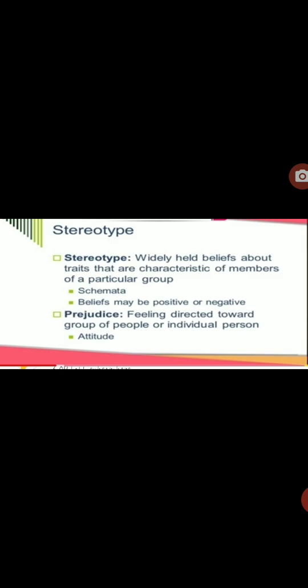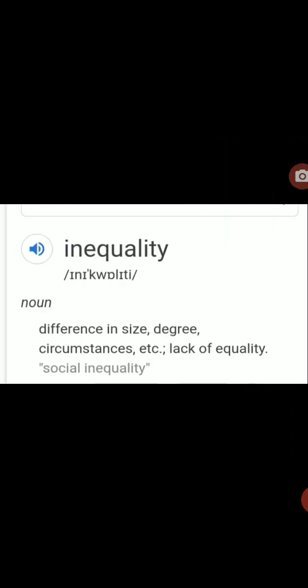Now, the second thing is prejudice. Prejudice means a feeling directed towards a group of people or an individual person. It means that we have a feeling, whether good or bad, towards a group of people or an individual person. The feeling can be good or bad, negative or positive.